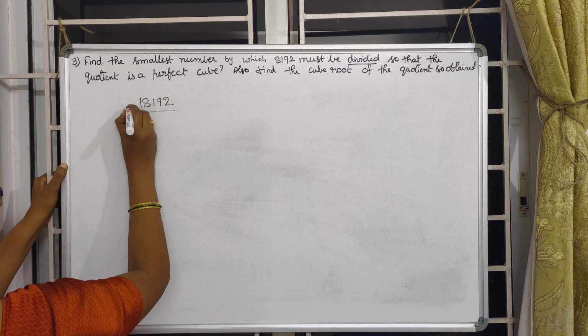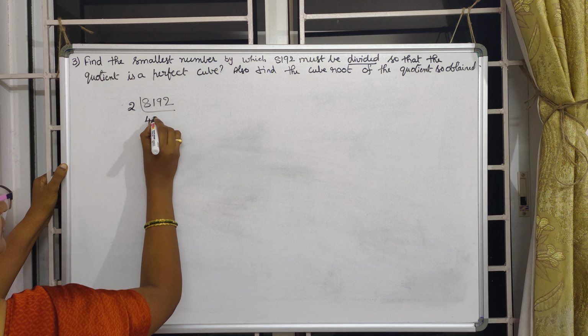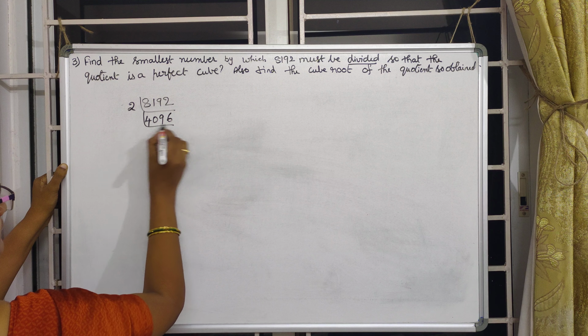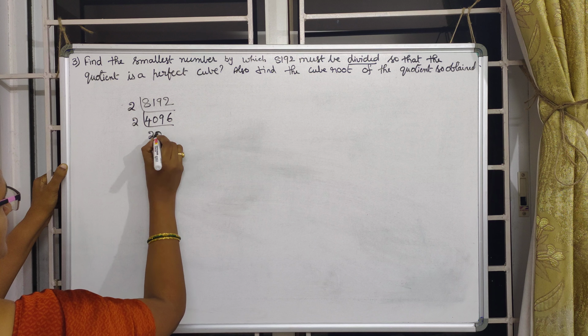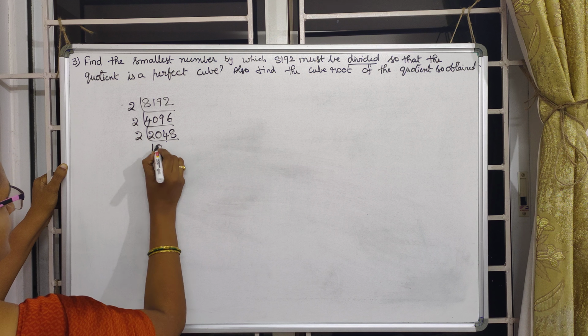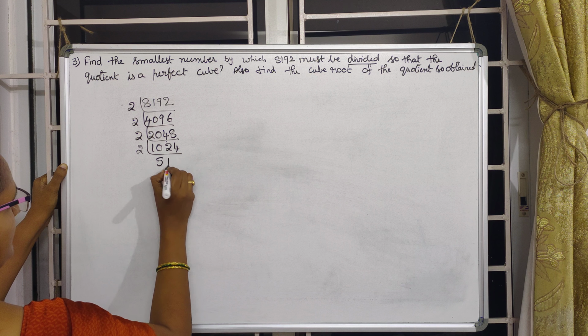8192. 2 table. 2 fours are 8. 2 won't go in 1. 2 zeros are 0. 2 nines are 18. 2 sixes are 12. 2 table again. 2 20s. 2 fours. 2 8s. Again 2 table. 2 tens are 20. 2 twos. 2 fours. 2 table. 2 fives are 10. 2 ones.